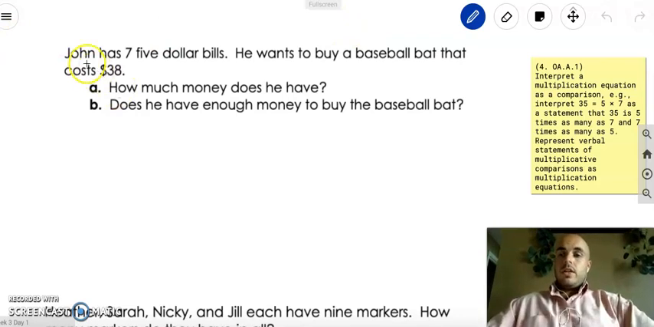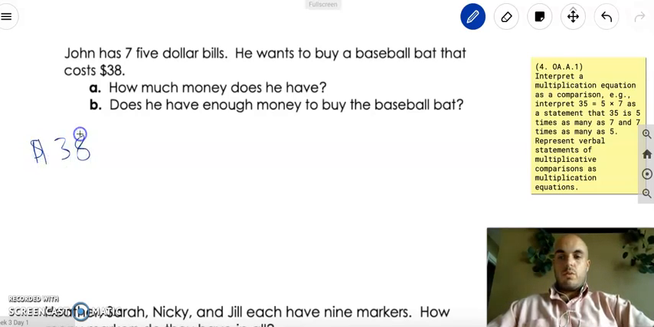So let's read. John has 7 $5 bills. He wants to buy a baseball bat that costs $38. How much money does he have? And does he have enough money to buy the baseball bat? Okay, so we need to first write this as a multiplicative comparison. So we have $38 is what we need.